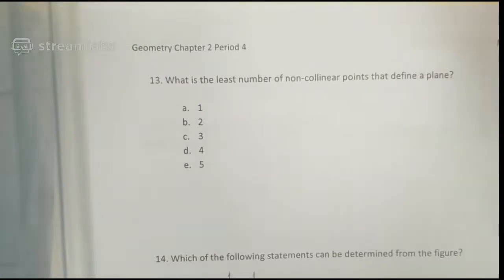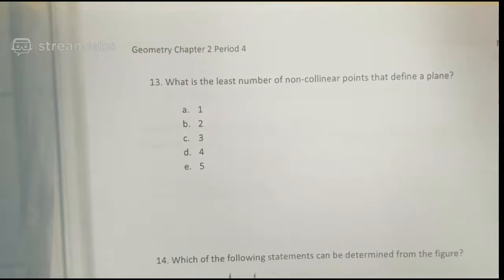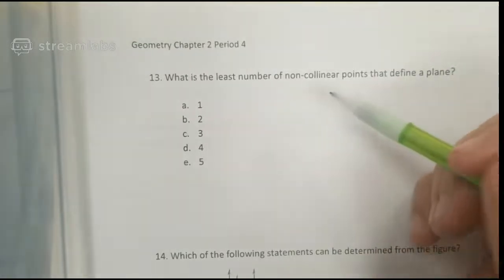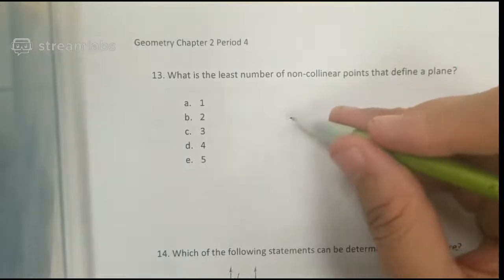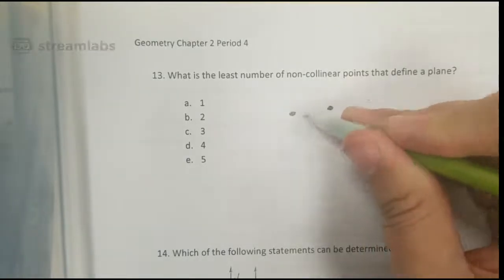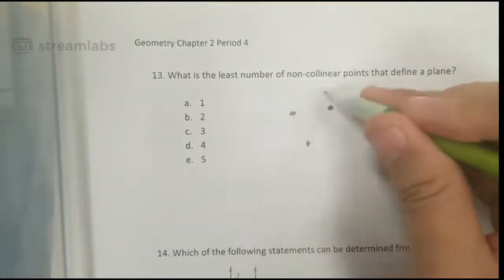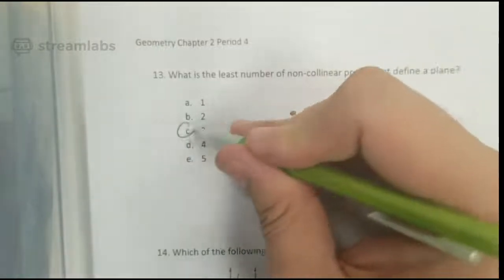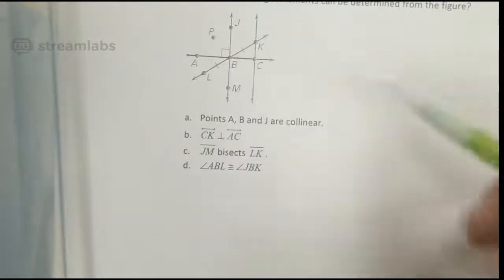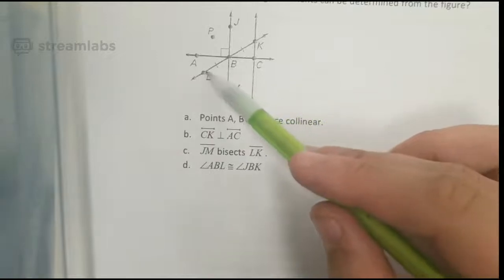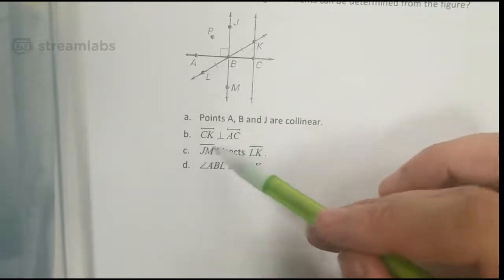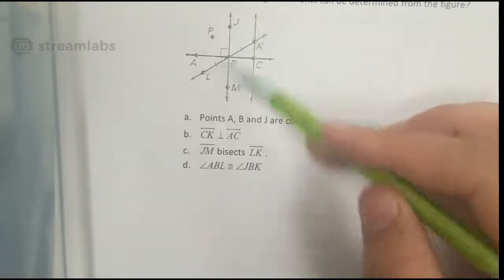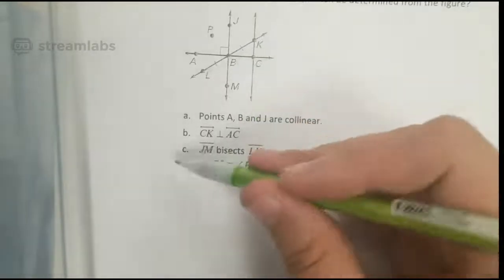Number 13. What is the least number of non-collinear points defined in the plane? So what's the smallest possible to make a plane? 2 only makes a line, while 3 makes a unique plane. So the answer is 3. Over here, the only one you can say for a fact using these tick marks is that LB is congruent to BK. So since you know that, LK must be getting cut in half. So this one is C.